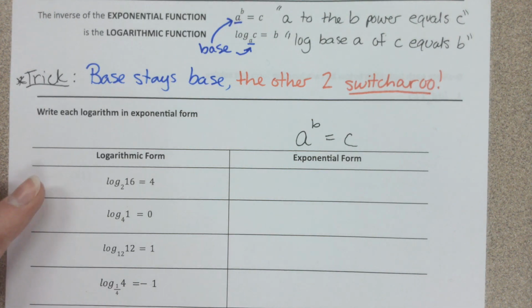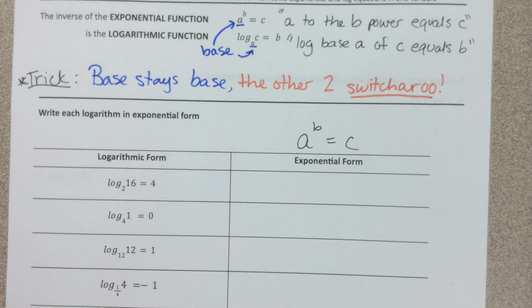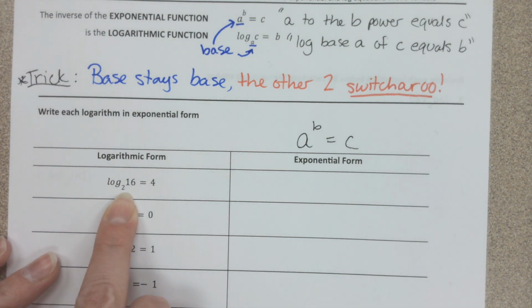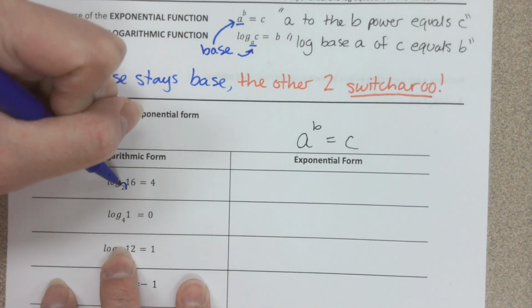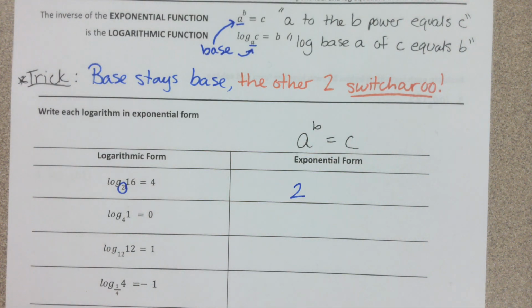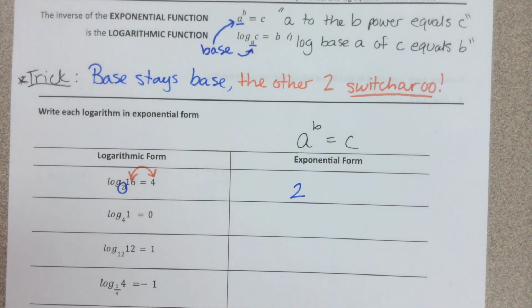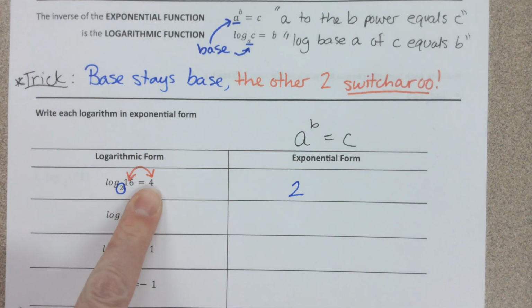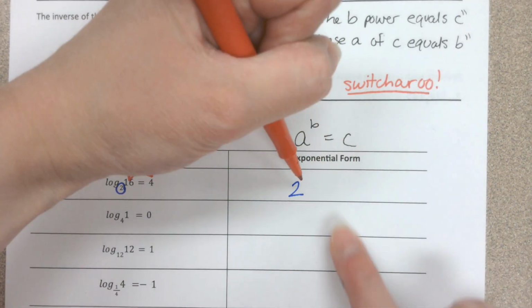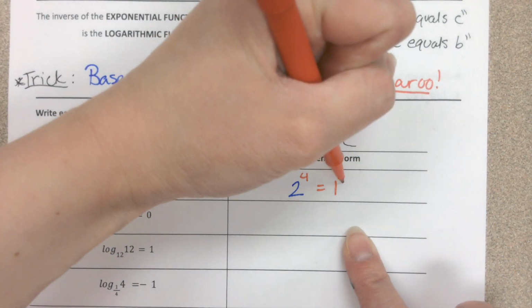Okay. We're switching to exponential form. Rule number 1, exponential forms do not have logs in them. I will see that, unfortunately. No log. Don't write the word log. Start with the base. Log base 2 of 16 equals 4. My base is 2. Base stays base, so my base is still 2. The other 2 switcheroo. So we're going to switch the 16 and the 4. So I'm going to start with 4. 4 is going to be the exponent. And then 16 is what will be on the other side of the equal sign.